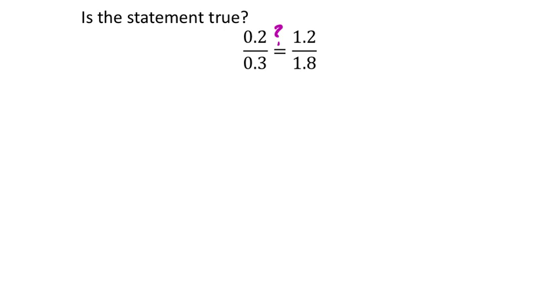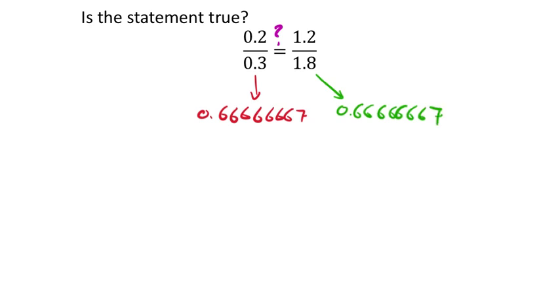So when I put these into my calculator, 0.2 divided by 0.3, I got that. It's the same decimal from the last one, 0.66, bunch of sixes, and then a 7. And then I did this one over here, 1.2 over 1.8. And as it turns out, I got the exact same decimal. 1, 2, 3, 4, 5, 6, 7, 7. Okay? Now, of course, these are exactly the same. They're the exact same decimals. And that's good. That's what we want to see.